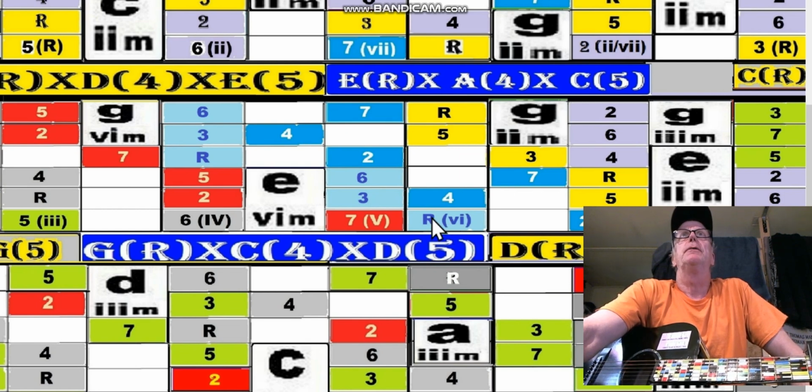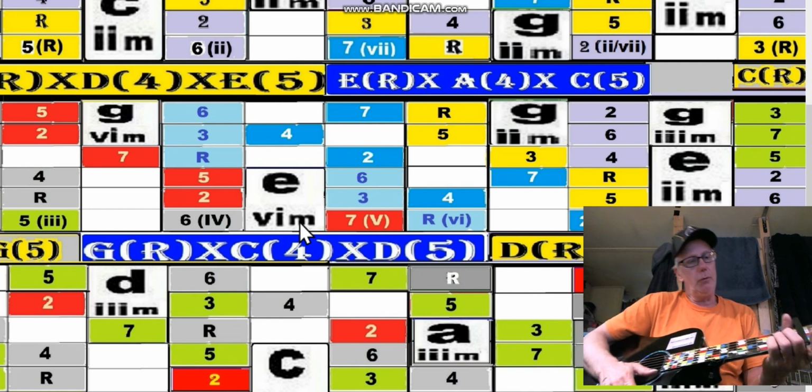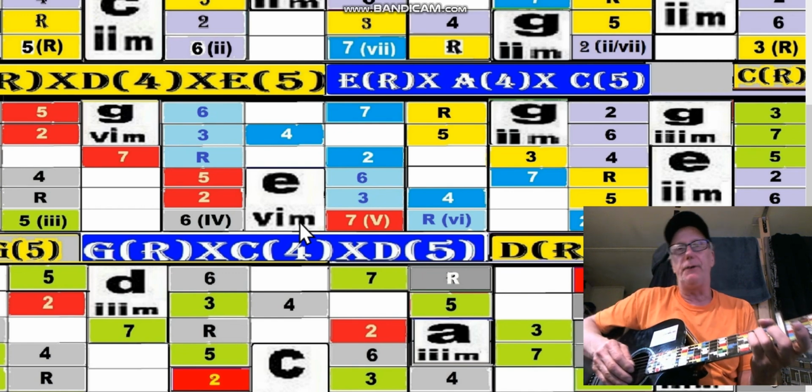So, what do we got here? We're going to look at the bottom 3 strings, and we have an E minor shaped 6 minor. So let's look at what a regular old E minor is, right?